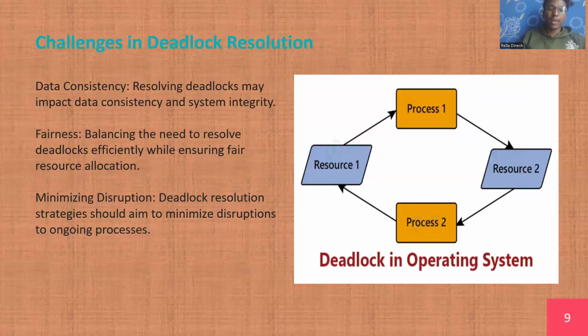And fairness means balancing the needs of processes. It should resolve the deadlock efficiently and minimize the disruption. The deadlock resolution strategy should aim to minimize disruptions, to decrease the burden on the operating system.